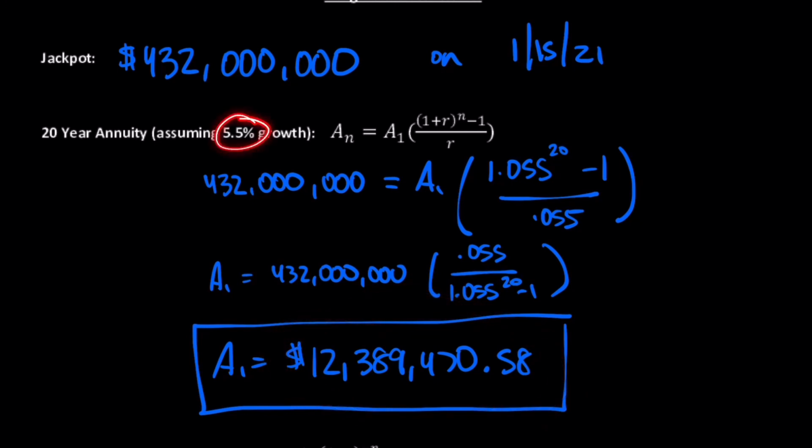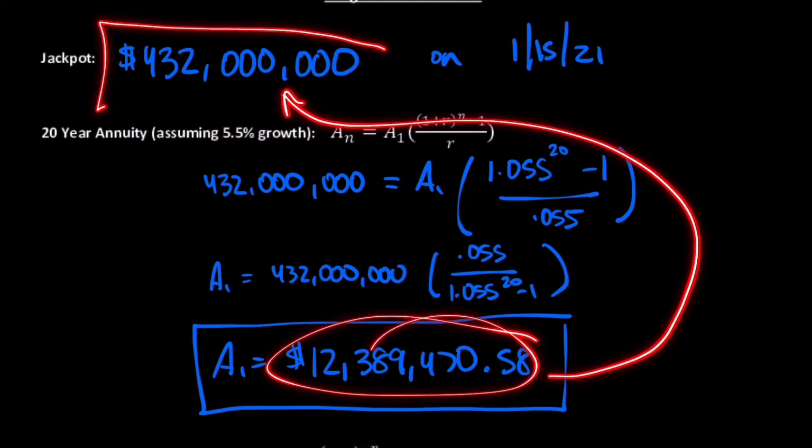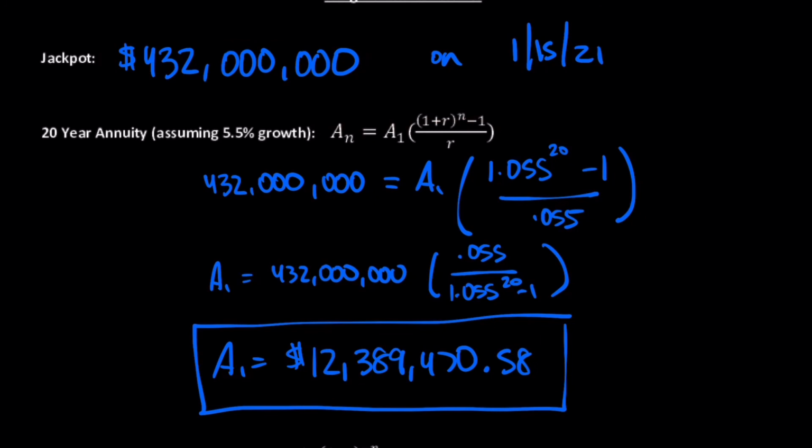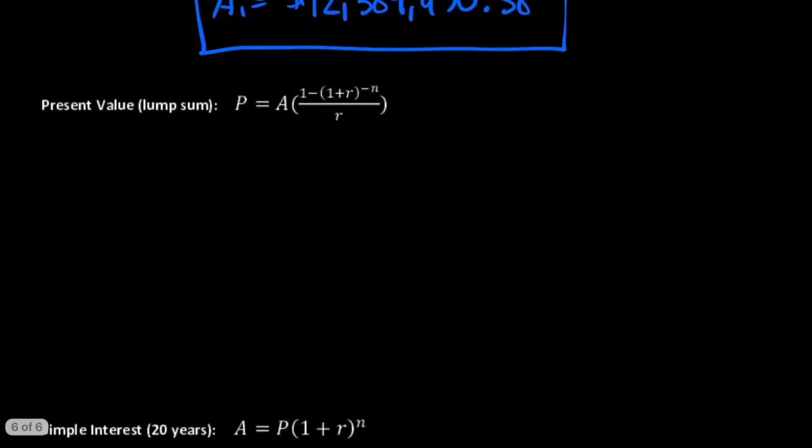If you get 5.5% interest after 20 years of getting this amount, then you will have 432 million. You're like, okay, well, forget that. I don't want that. I want a lump sum. I want all my money up front. Sure, okay. Let's use our present value formula then.